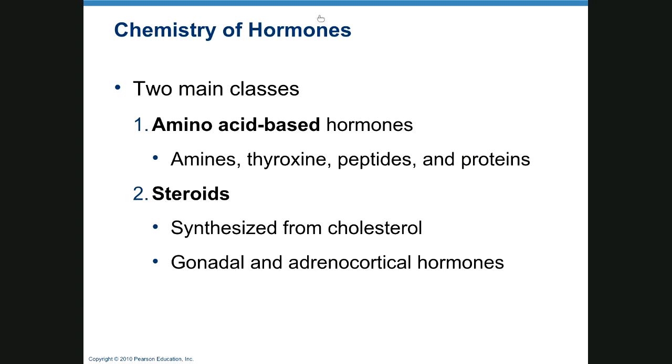Chemistry of hormones: amino acid-based hormones include amines, thyroxine, peptides, and proteins. Then there are steroid-based hormones, and as you recall, steroid is a shape of chemical, a specific organic shape. These hormones are synthesized from cholesterol. Examples: gonadal hormones, such as testosterone, and adrenocortical hormones.